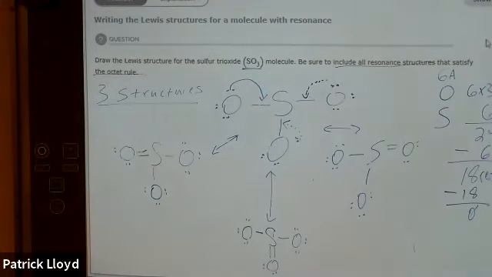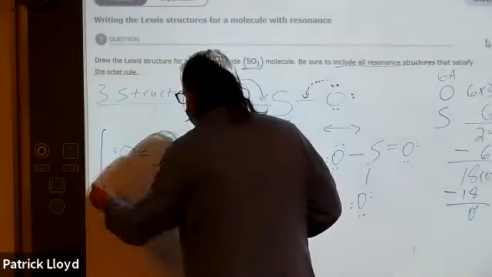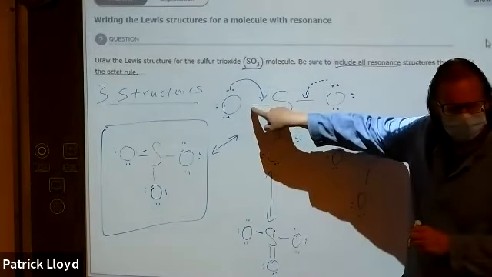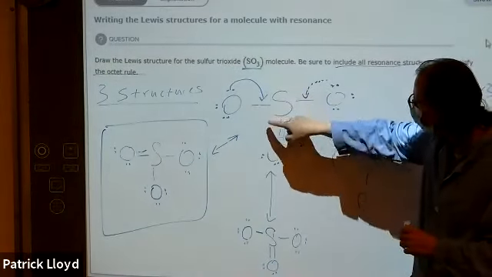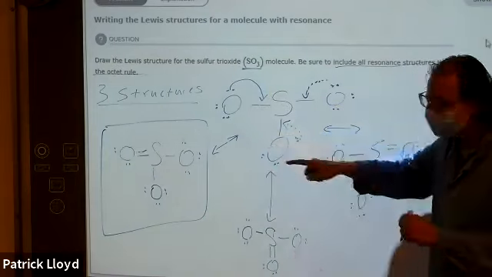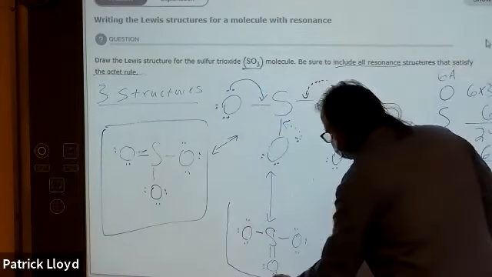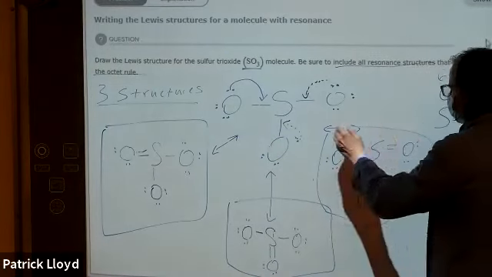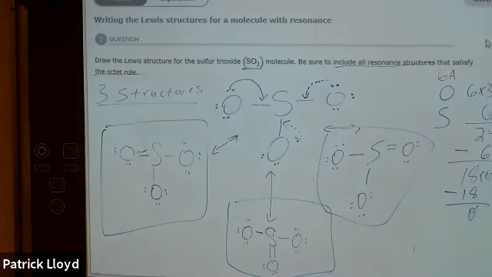Let's try another example. Oh, wait, so for an answer, we're looking at all 4 structures. So it'd be 3. It'd be this one. This one doesn't satisfy the octet rule, right, for sulfur. So this structure right here is no good. But these other 3 are. Each of these satisfies the octet rule for every atom in the molecule.